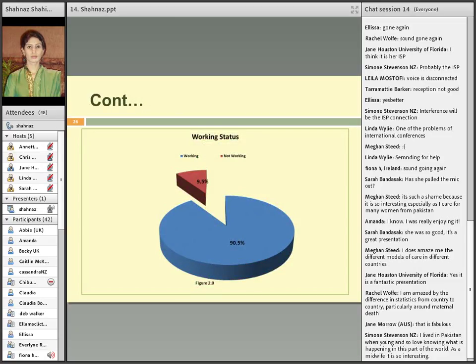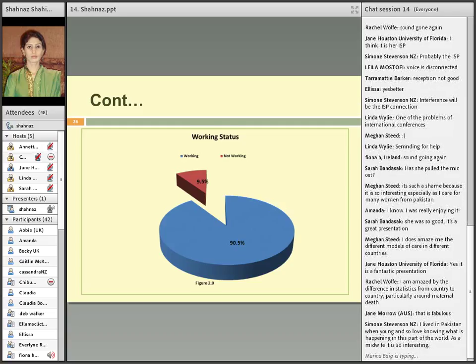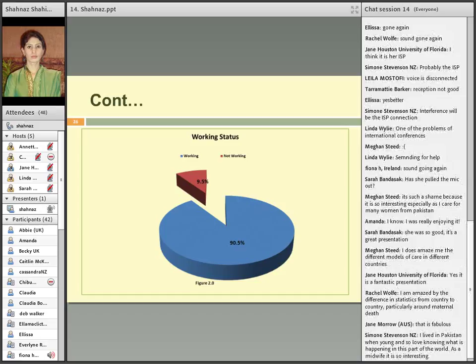Now the working status. This slide shows that 90% of the CMWs were working and only 9.5% were not working. So that means they had their birthing centers, but they were not successfully running them. They had problems with it.